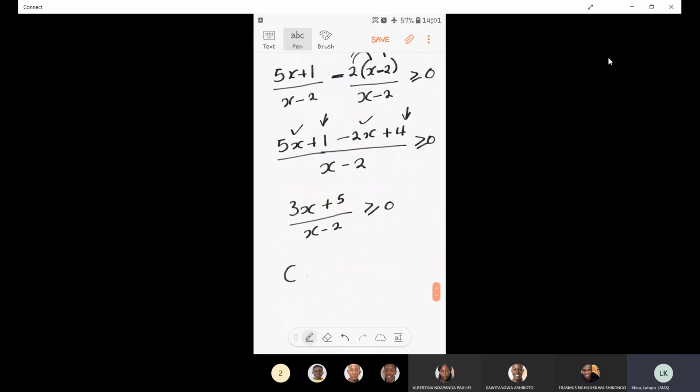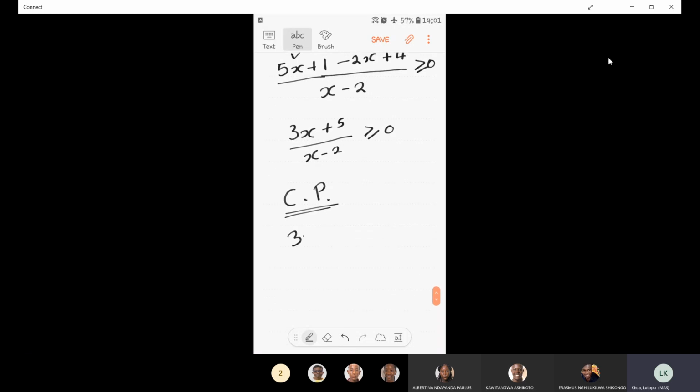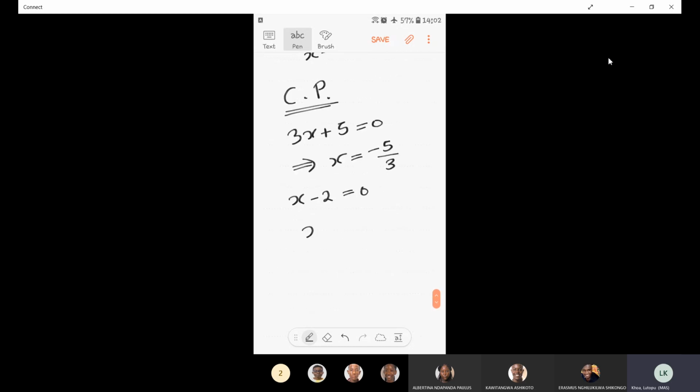So I find my critical points. For the numerator, I have 3x plus 5 is equal to 0. This means that x is equal to minus 5 over 3. And then the denominator, x minus 2 is equal to 0. This means that x is equal to 2. So I have my two critical points over here.